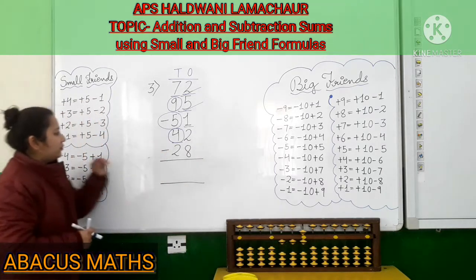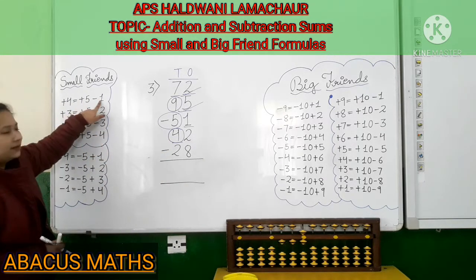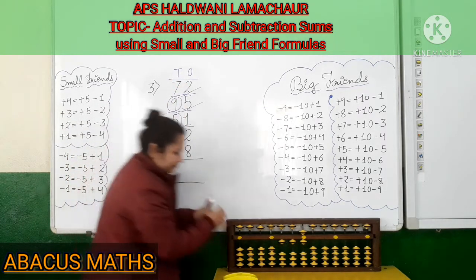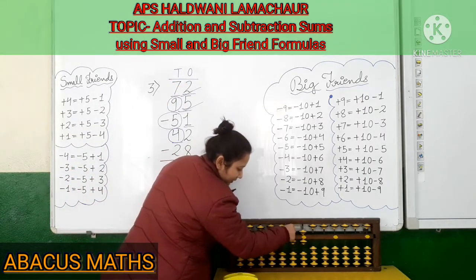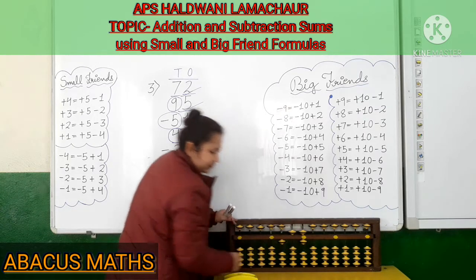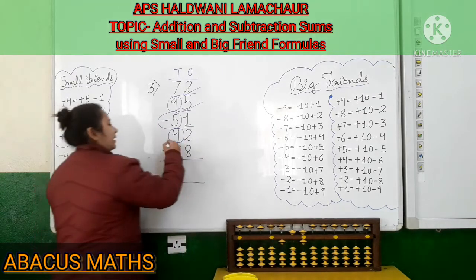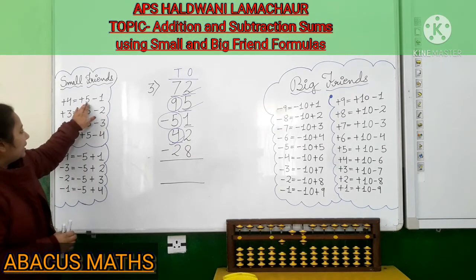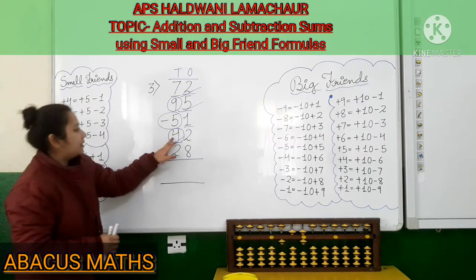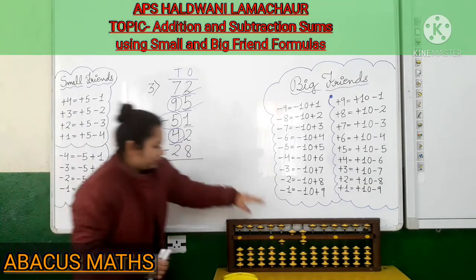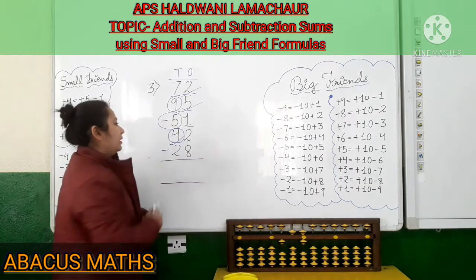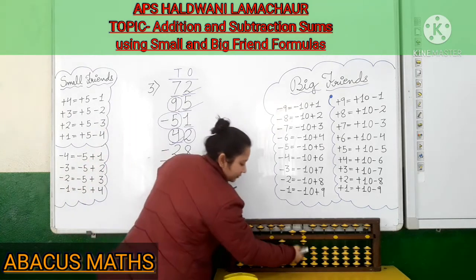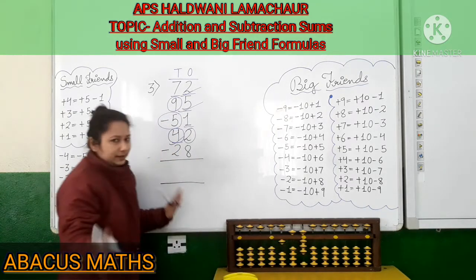Now for adding 4 what is the formula? Plus 5 minus 1. So 4 you have to add in tens rod. So plus 5 minus 1 and your 4 is added. You have just applied the formula plus 5 minus 1 in this tens rod and your 4 is added. Now next add 2 in ones rod. 1, 2. 2 you can add directly.